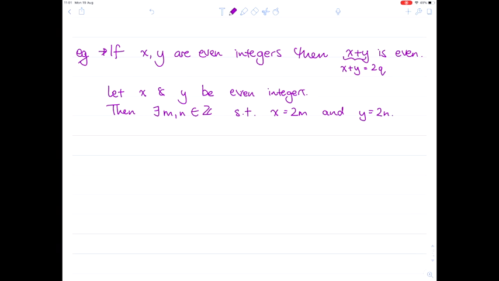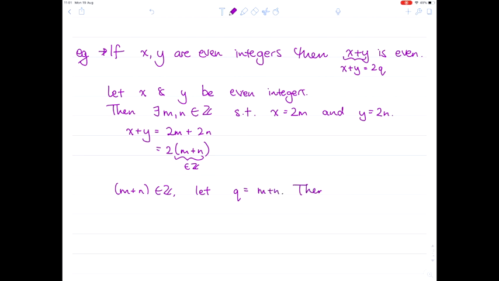Well, let's add them together. So we've got x plus y is equal to 2m plus 2n, and we can take out a common 2. Aha, but we know that m plus n is an element of integers, and just so that we can be clear, let's let q equal m plus n, then x plus y is equal to 2q, so x plus y is even.